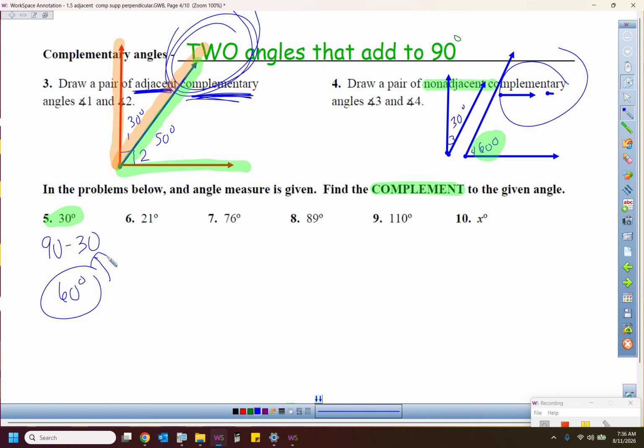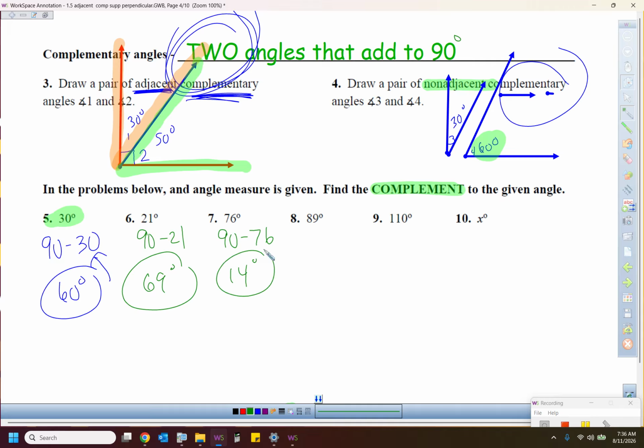And no, you don't have to show that work right there, but I'm just showing you what I was doing. And if I was given a 21 degree angle to find its complement, I would do 90 minus 21, which is 69 degrees in that case. If I was given a 76 degree angle, then I would do 90 minus 76, which is 14 degrees. And then if I had an 89 degree angle, it's 90 minus 89, which is 1 degree. Remember, you don't have to show any of this work, but I'm kind of setting this up here.